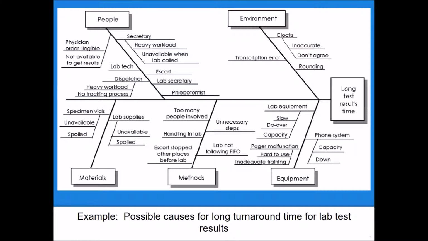Here's an example of a basic fishbone diagram. It's called a fishbone because it looks kind of like a fish. It has a head, a main backbone, some side bones, and then some smaller bones. The head of the fish is the summary of your problem. In this case, we're looking at a fishbone diagram for possible causes for long turnaround times for lab test results.